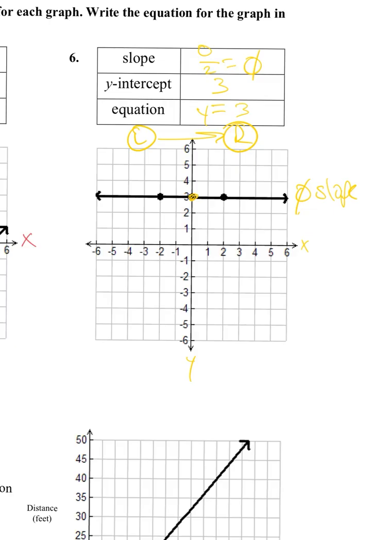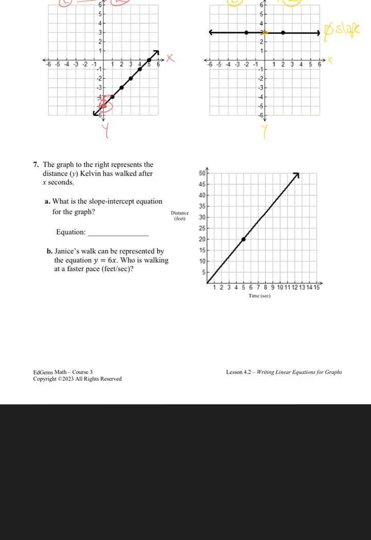Okay, number 7. So on number 7, it says the graph to the right represents the distance y Kelvin has walked after x seconds. What is the slope-intercept equation for the graph? So just like before, going from left, let me choose a different shade of blue here.